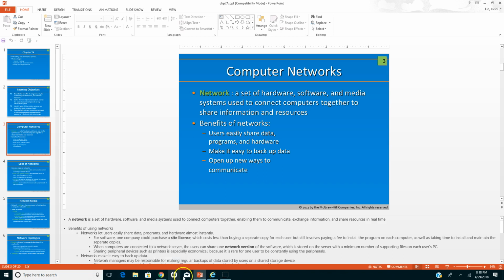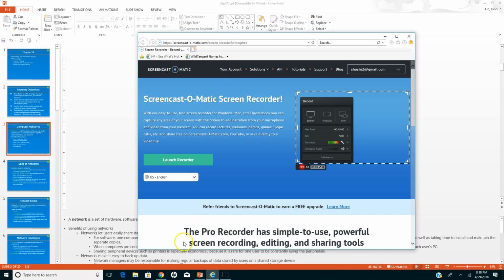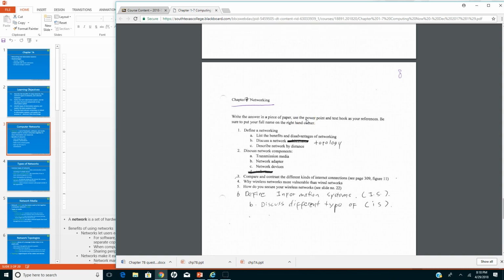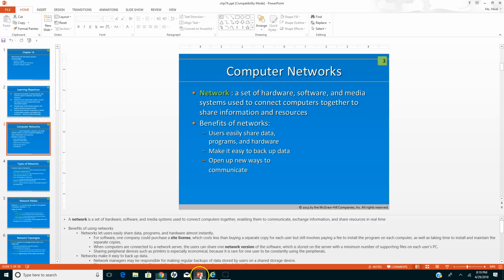Okay, in this video we are going to discuss chapter 7. Let me see what the questions are here. The first question is: define what networking is and list the benefits and disadvantages of networking. Then we're going to continue to discuss network topology, and the last one we will talk about is network types by distance.